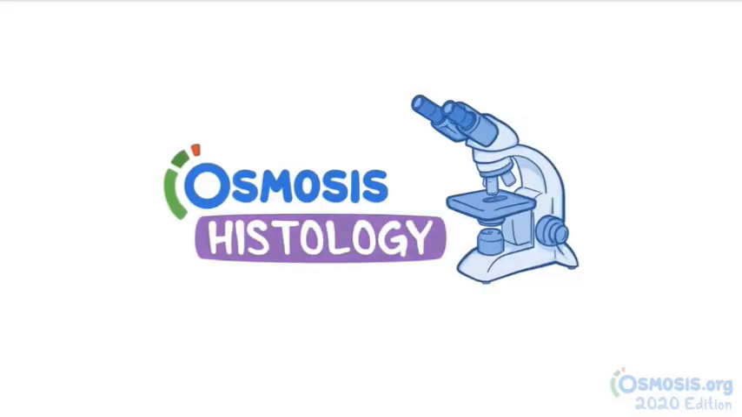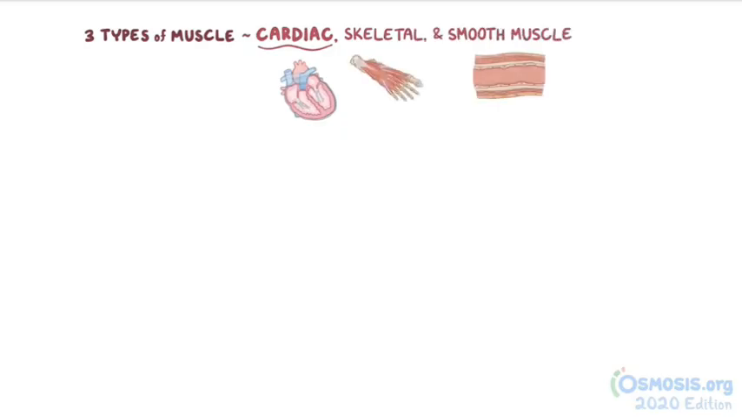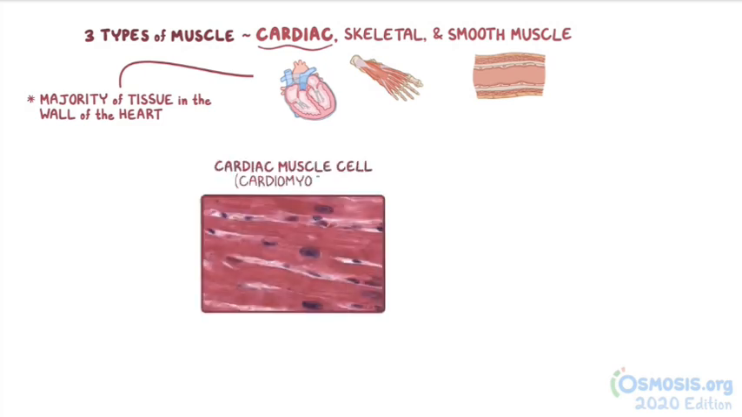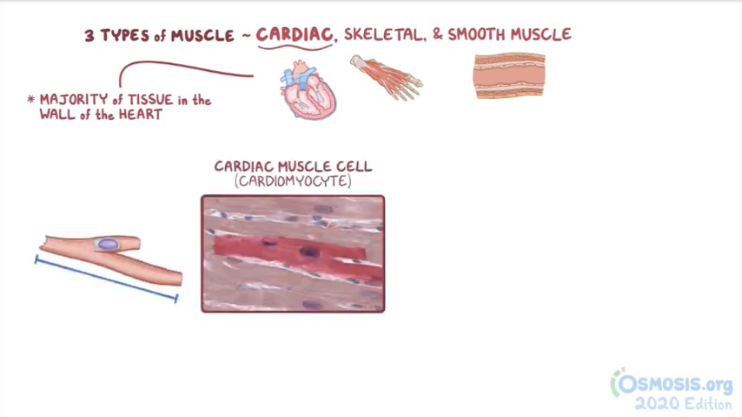Now, let's get a closer look. There are 3 types of muscles: cardiac, skeletal, and smooth muscle. Each type has distinct functions as well as structural characteristics that can be identified histologically. Cardiac muscle makes up the majority of tissue found in the wall of the heart. Each mature cardiac muscle cell, or cardiomyocyte, is relatively short, approximately 85 to 120 micrometers long, and approximately 15 to 30 micrometers in diameter.